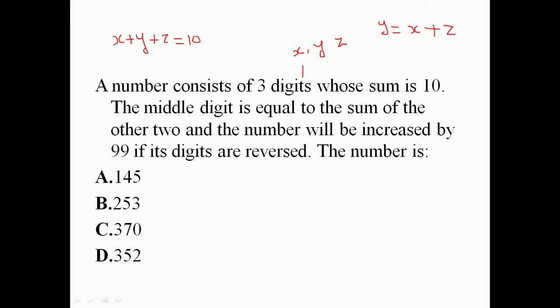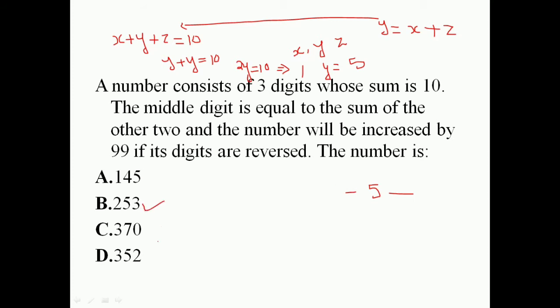Okay, this can be substituted in the first equation, that is x plus y plus z is equal to 10. So y equal to x plus z, we can substitute x plus z as y. So y plus y, that is 2y equal to 10, which means y equal to 5. So y equal to 5 means the middle digit is 5. Okay, so just check the options. In options we can see that either 253 or 352. Only these two options have middle digit as 5.